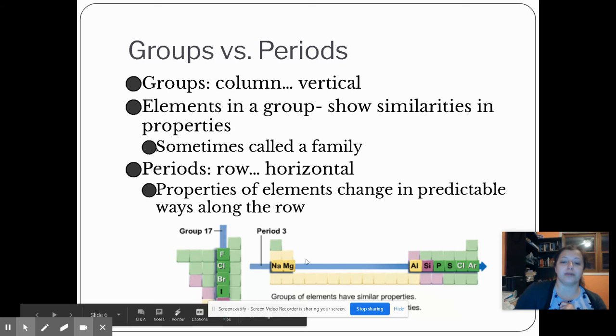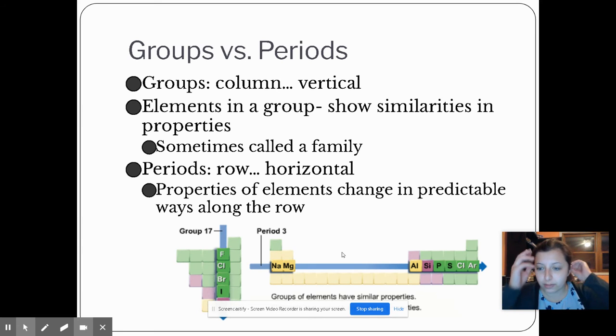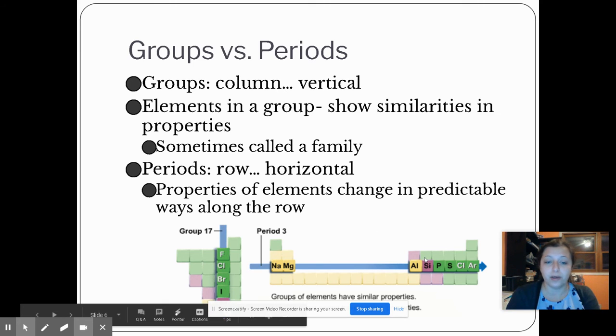So, periods. Let's look at this guy. Okay, this is technically period 3. So it goes 1, 2, 3. Periods are horizontal. Remember, if you're looking out onto the horizon, it's like a flat, back and forth. So periods are horizontal.